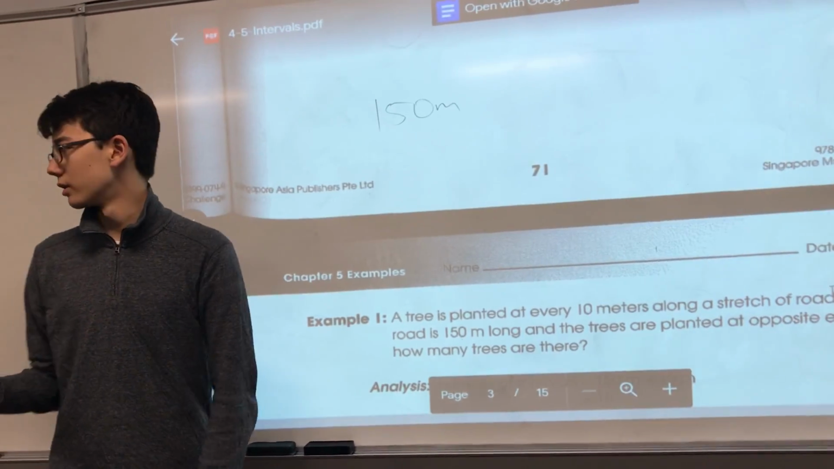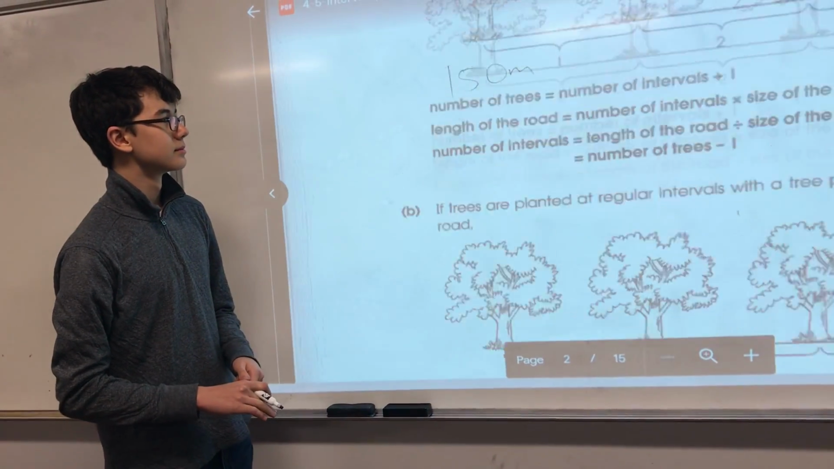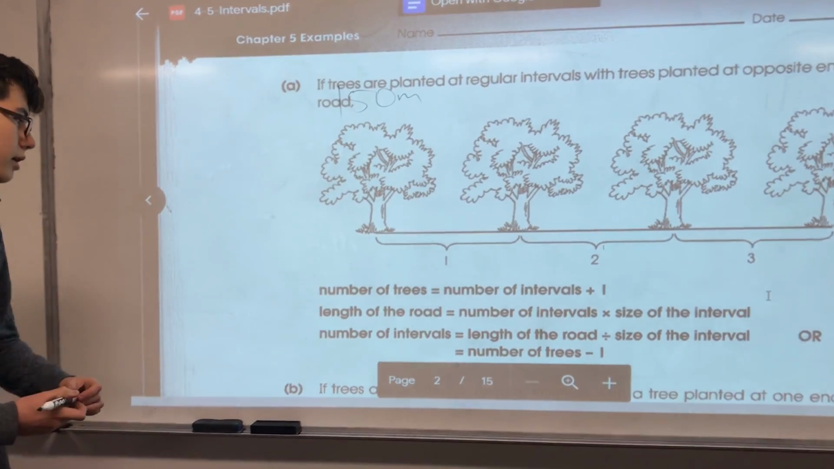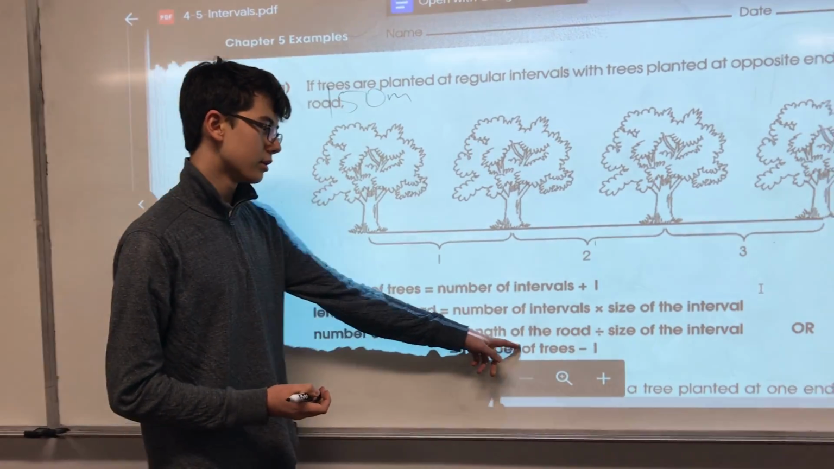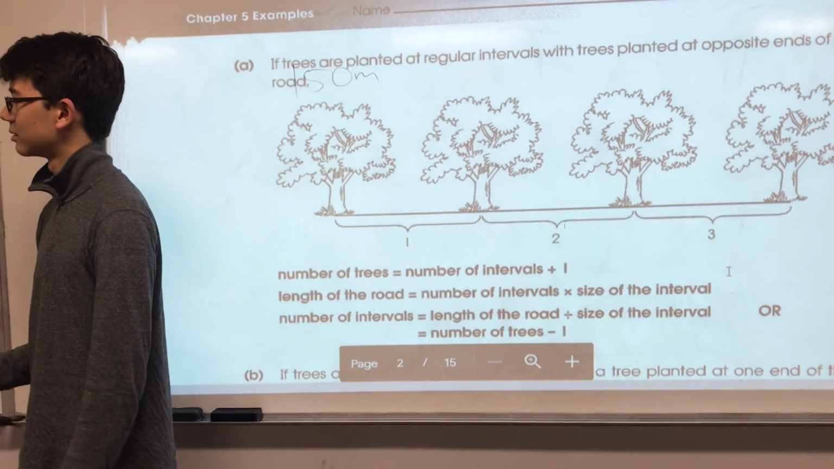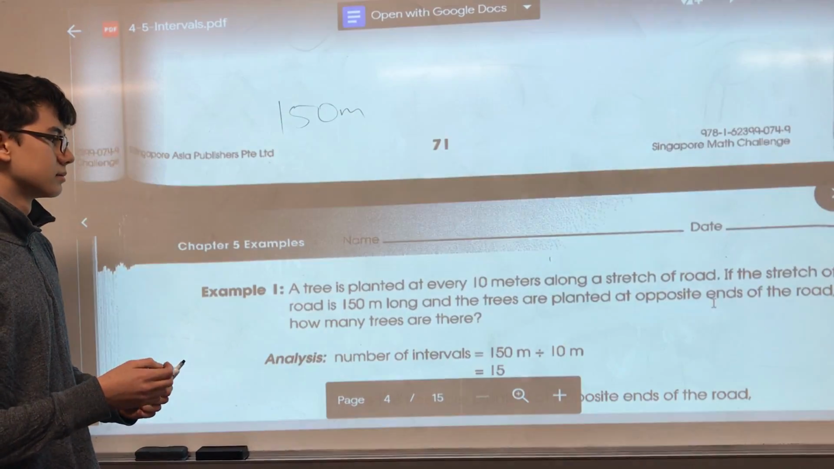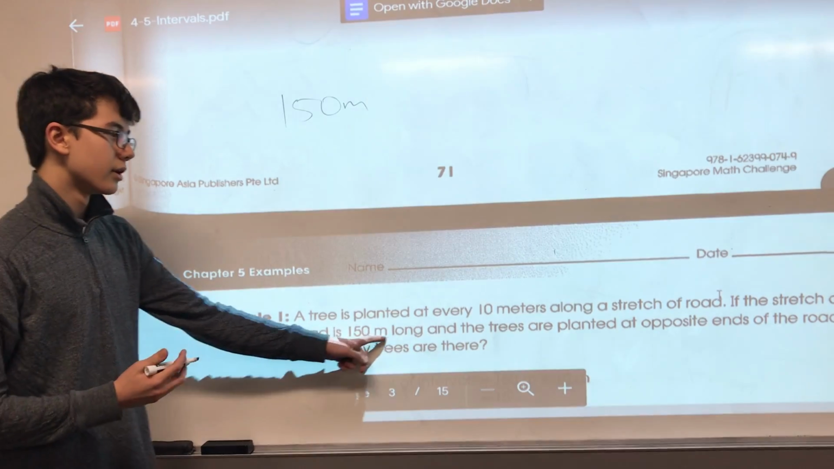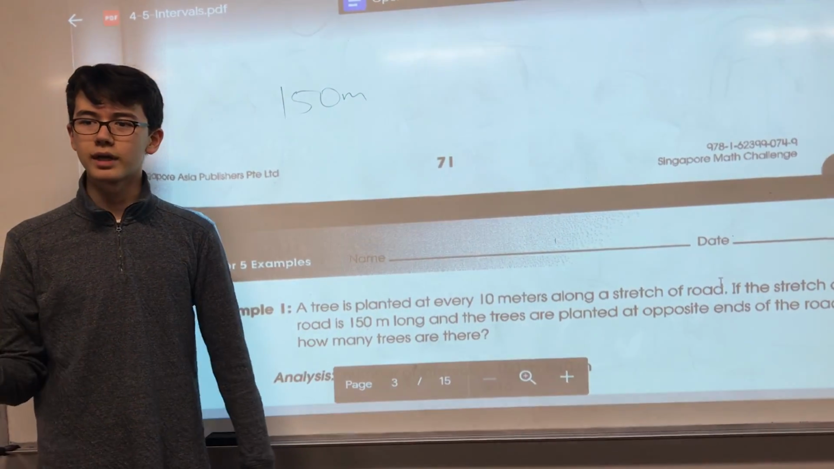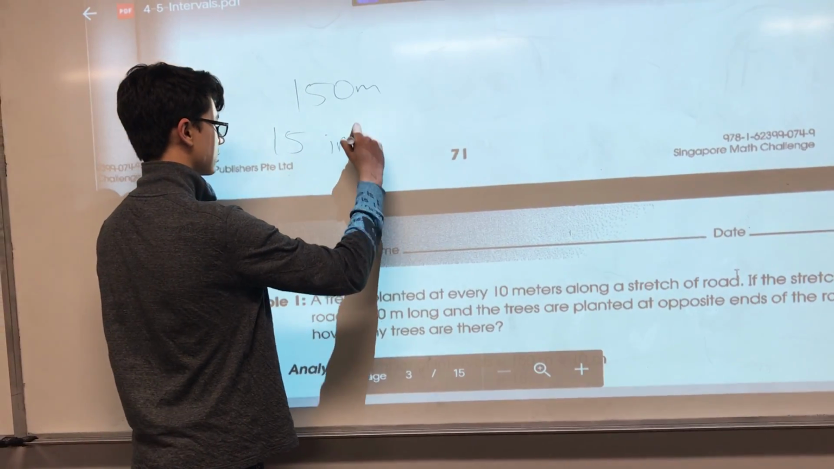So if you remember from the first problem, the number of intervals is the length of the road divided by the size of the interval, and the number of trees is the number of intervals plus 1. Alright, so we want to find the number of intervals first. So we just take 150 and divide by 10. What do we get? 15. Okay. So we have 15 intervals.